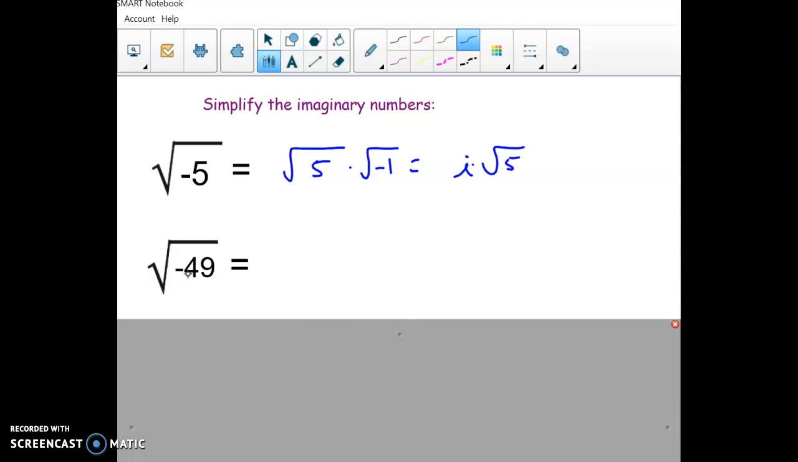For something like root -49, that's going to work out a little nicer because when I split it, I can still pull off the negative part, but then the square root of 49 is just 7, and the square root of -1 is i. So you end up with just 7i. And that kind of makes sense, right? If the square root of 49 is 7, the square root of -49 is just 7i.